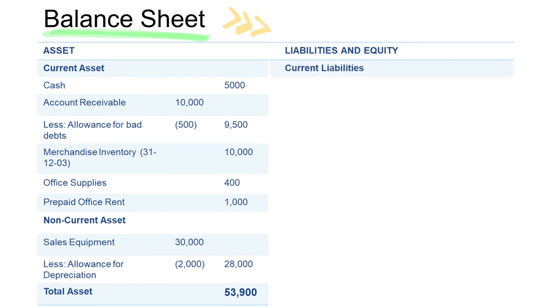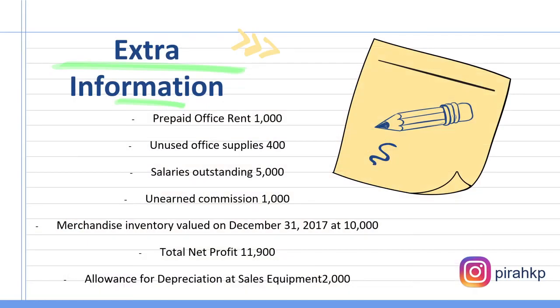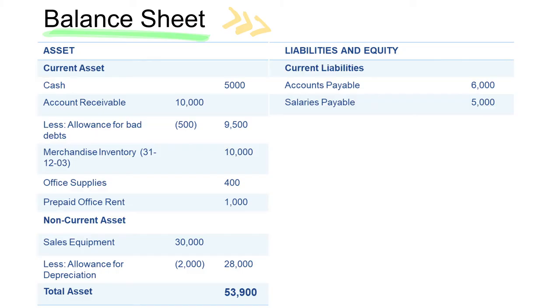Current liabilities, obviously just like assets, we are first going to list current liabilities, and then if we have any non-current or long-term liabilities, then we are going to write that. First liability is accounts payable. We were already given this in our balances. It says accounts payable 6,000. Do we have any extra information regarding accounts payable over here? So you are just going to write it as it is. Accounts payable 6,000.